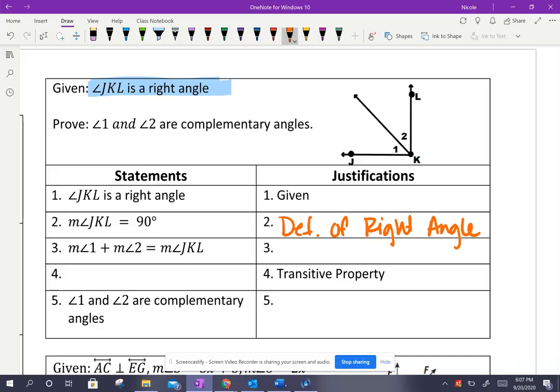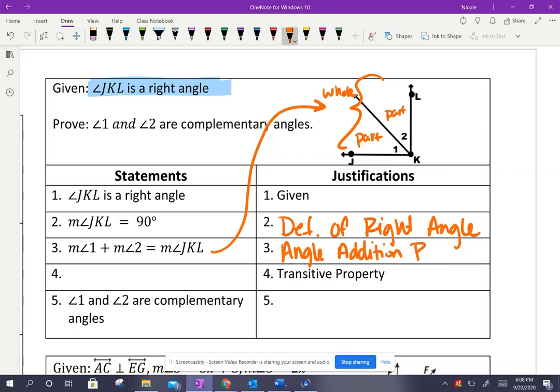This next step then takes me into the measure of angle 1 plus the measure of angle 2 equals the measure of angle JKL. And this information is taken directly from our image using part plus part equals the whole. So what is that called when we say part plus part equals whole? That is angle addition postulate. Okay?